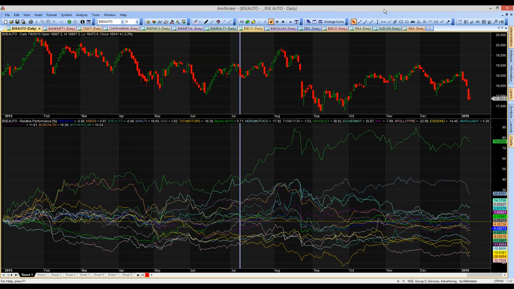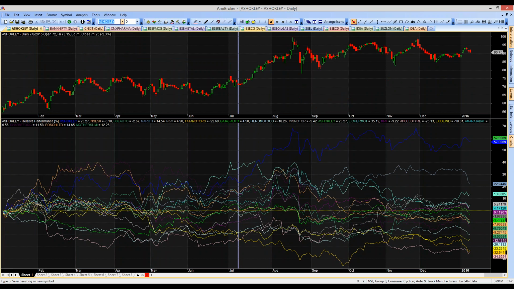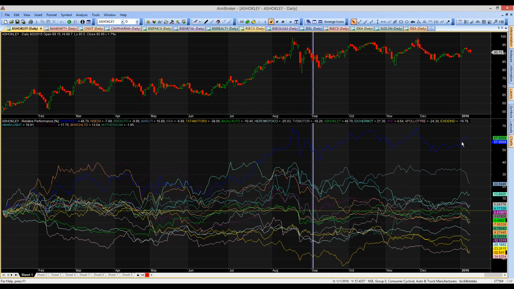So it is still showing tremendous strength. If this green line was still trending up, then that would be a very nice idea. Now let me put Ashok Leyland here. Okay, so we've got the Ashok Leyland chart. I'm sure you noticed that this line here became blue.